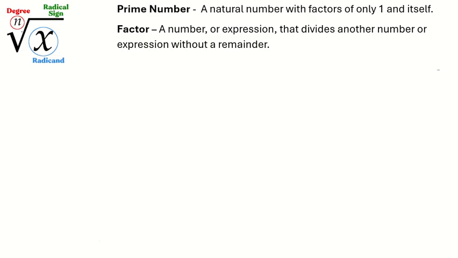For example, if I have an x, the coefficient is one and the exponent is one because there's nothing there. But with a radical, if there's nothing there, the degree is two. And the radicand is underneath the radical sign.